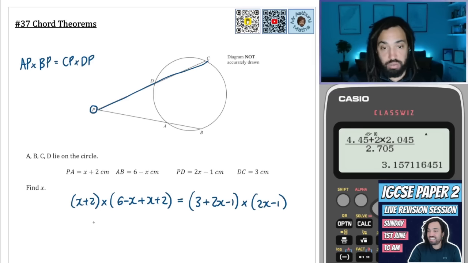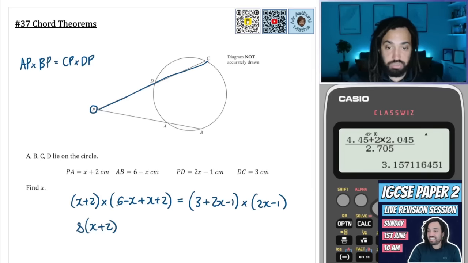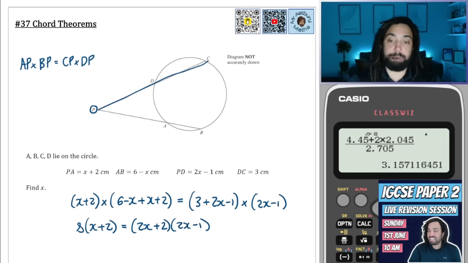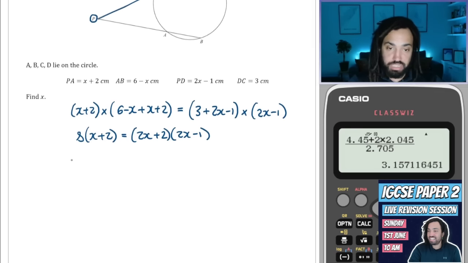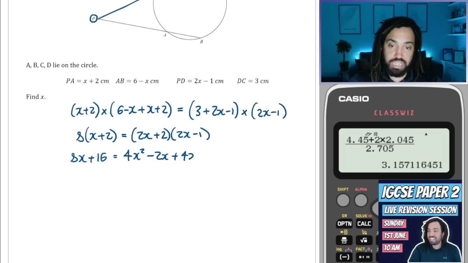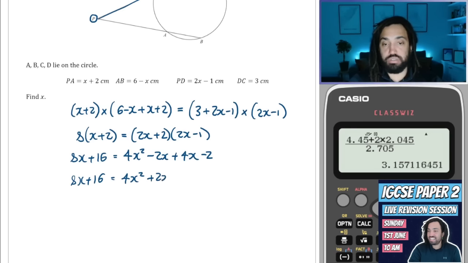So now we need to just do a little bit of simplifying. So this is actually going to be 8 lots of x plus 2, because this bracket here is just 8, because the x's cancel, and you've got 6 plus 2 is 8, so just times it by this. And over here, we're going to have 2x plus 2 needs to be multiplied with 2x minus 1. Okay, so we can multiply this out to get 8x plus 16. And this comes out to be 4x squared minus 2x plus 4x minus 2. So we can collect the x's on that side up. So minus 2 plus 4 is plus 2.